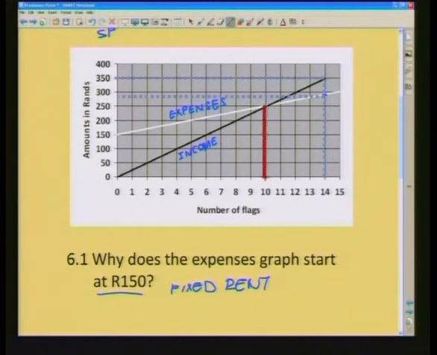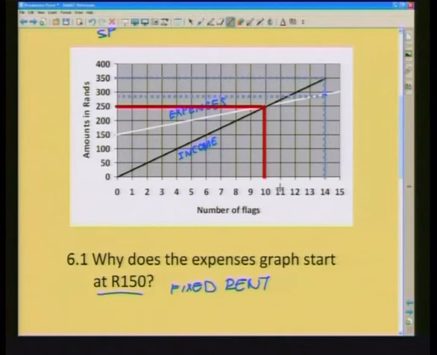It's also already should be quite clear for you. You can read it quite nicely off, but if we do that, just put a line in to show you, we can see clearly that the break-even point when your income graph intersects your expenses graph is at the point 10 on the x-axis and 250 on the y-axis.